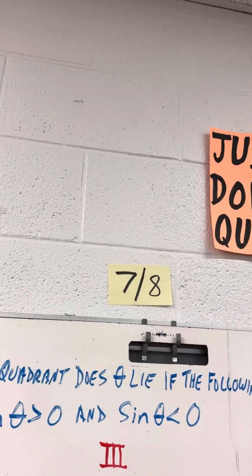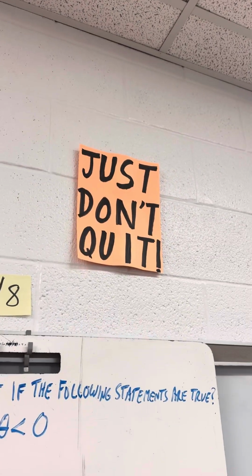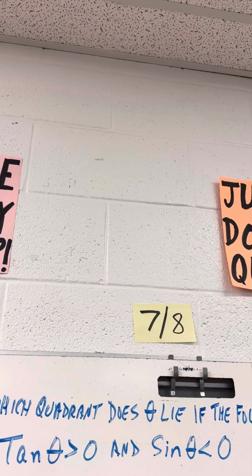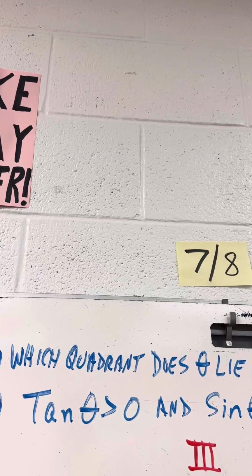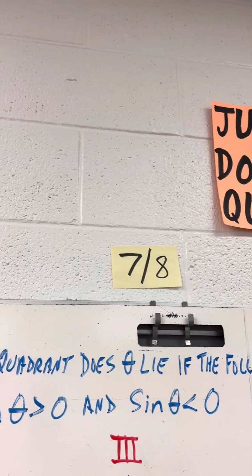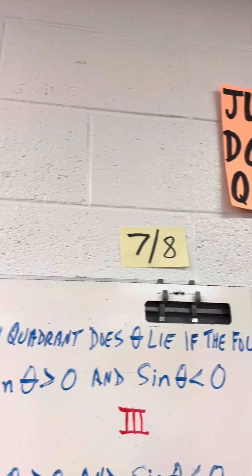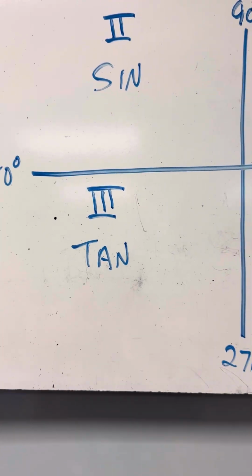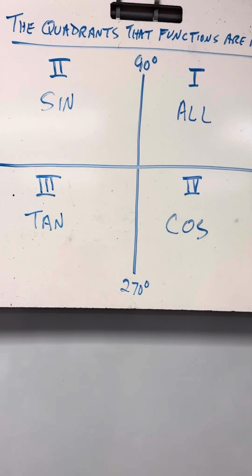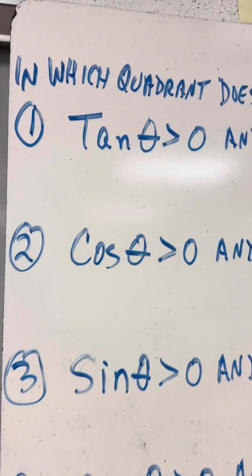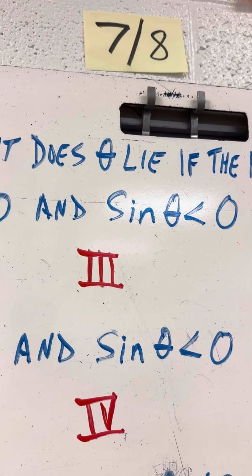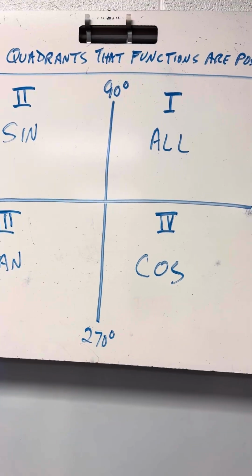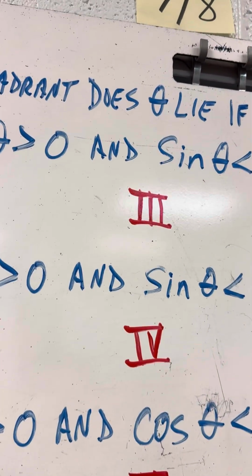In which quadrant does theta lie if the following statements are true? If tan is positive and sine is negative, tan greater than 0 means tan is positive. Sine less than 0 means sine is negative. Quadrant 3, right? Because tan is positive in quadrant 3. Where is cosine positive and sine negative? Cosine is positive in quadrant 4, right? So your answer is quadrant 4.